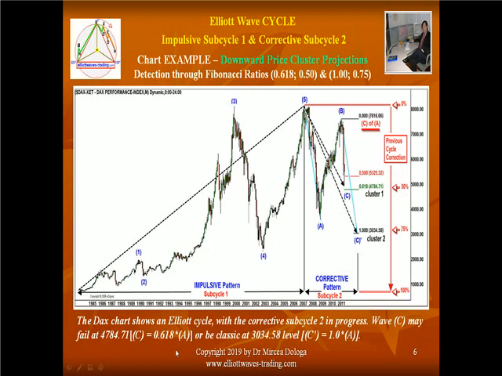The DAX chart shows an Elliott cycle with a corrective subcycle 2 in progress. Wave C, in parentheses, may either fail at 40,784, guided by the relation C equals 0.618A, or remain a classic magnitude at 3,034.58, guided by the relation C equals A.